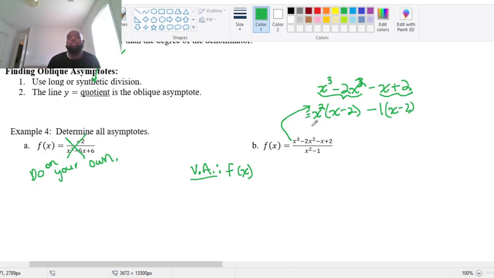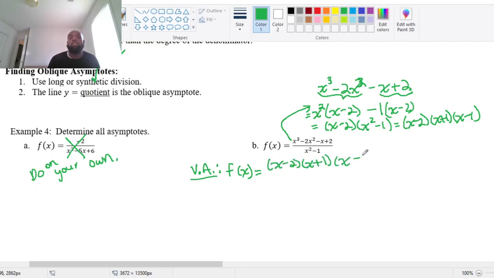Both of those have a common factor of x minus 2. So I can factor that out, and I get x squared minus 1, which further factors into x minus 2 times x plus 1 times x minus 1. And so I have that completely factored. My numerator here is x minus 2 times x plus 1 times x minus 1. My denominator is a difference of squares, that's x plus 1 times x minus 1. And so if I want to find my vertical asymptote, I have to cancel my common factors, which are those things right there.